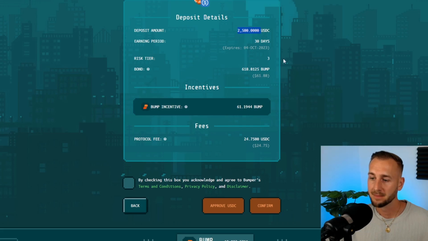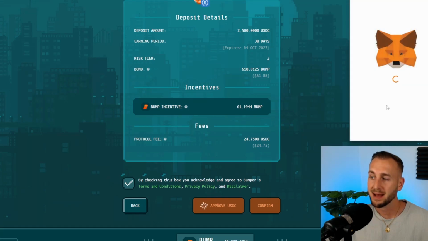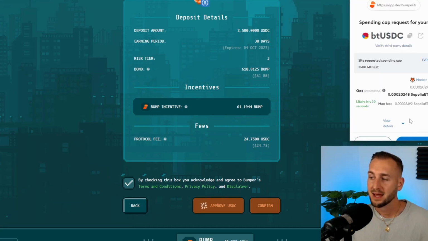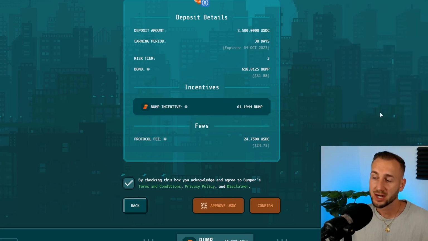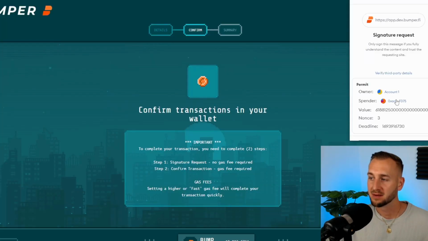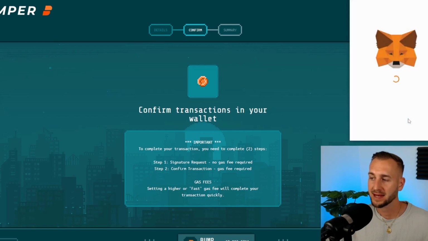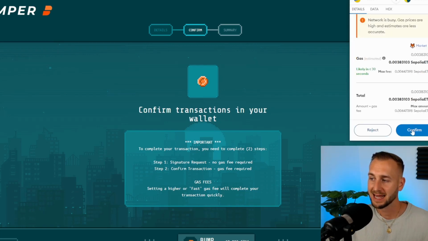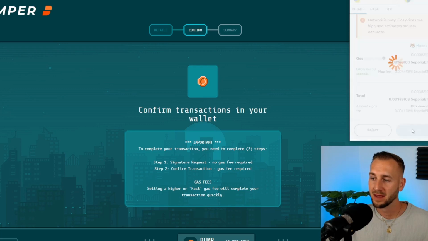So if we're happy with that, we click on the T's and C's, give that a check and approve the USDC for spending. Click on next, and then we have to do the on-chain transaction. Once that happens, we click on confirm here, and then we have to confirm that with a signature and then an on-chain transaction yet again. A little bit of gas cost, and then we should be done.